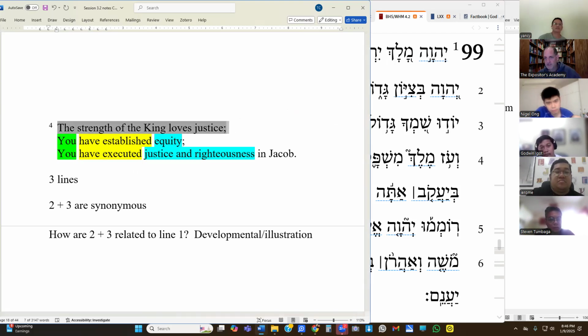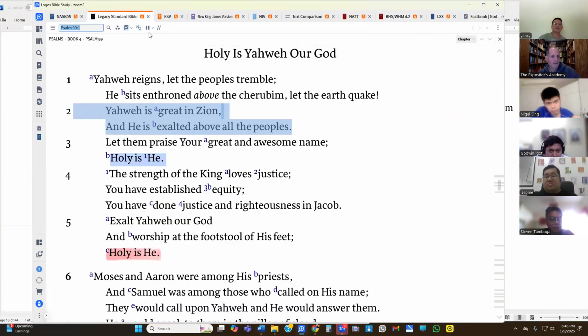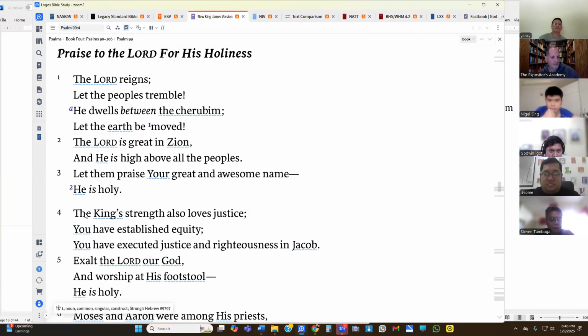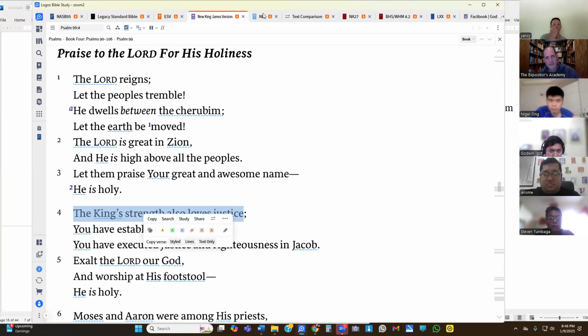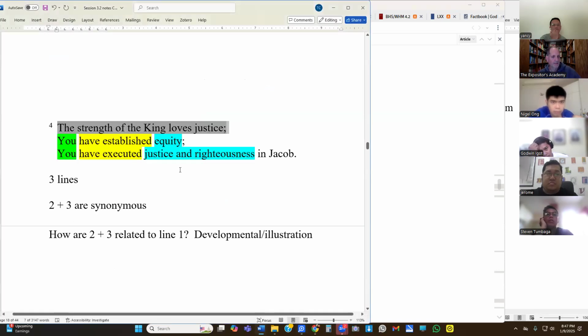Now the translations differ; this is a tough one to translate. The ESV has "the king in his might loves justice." The New King James has "the king's strength loves justice." And the NIV reads "the king is mighty, he loves justice." This is a bit of a challenge, but if we go with the New American Standard, it's a statement: the strength of the king loves justice.